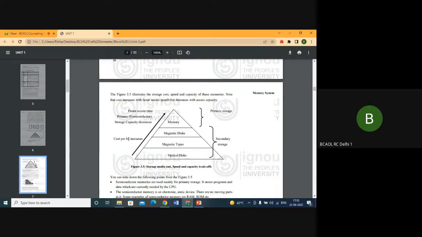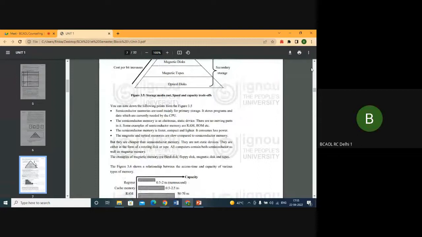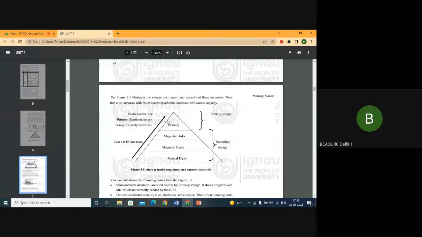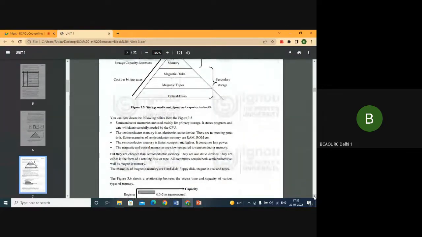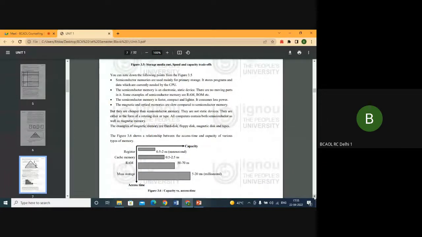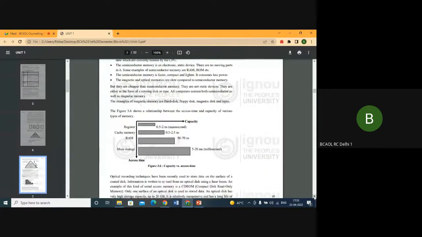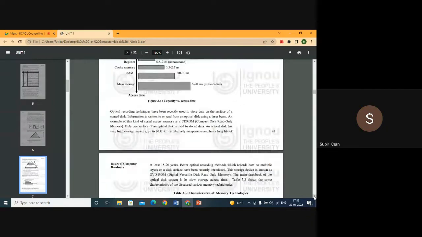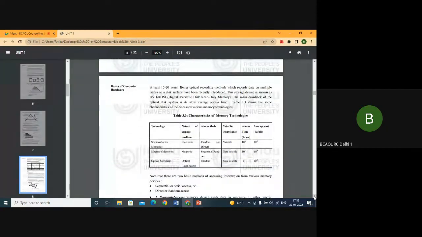See, the cost per bit also increases. The faster the device is, the cost of that device is much higher. You understand that? Yes, ma'am. That's why the storage capacity is less for those devices which have higher speed, because the cost per bit would become higher, so they have to keep the capacity low. Yes, ma'am. Right. So we have talked about that.